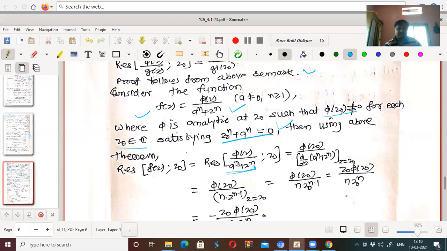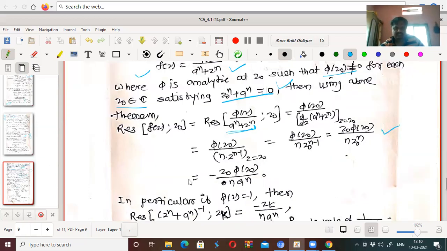Therefore, its residue is phi at z0 divided by the derivative g dash at z0. So the derivative of a raised to n plus z raised to n at z equal to z0. So phi at z0 upon, what is the derivative of this function? N into z raised to n minus 1 at z equal to z0. So phi of z0 upon n into z0 raised to n minus 1. So z0 into phi of z0 upon n into z0 raised to n. This is just simplification. So we get minus z0 phi of z0 upon n into a to the power n.